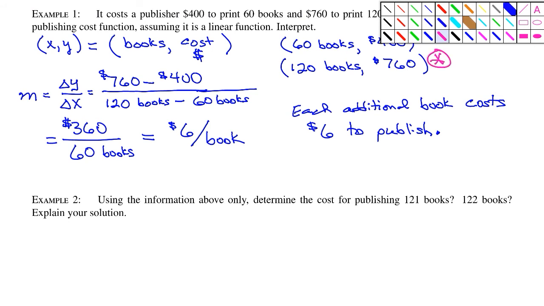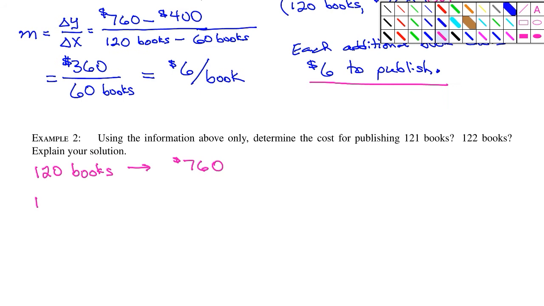120 books, cost $760. And now we know the slope, and that it cost an additional $6 to publish each new book. So 121 books is, we're going to take that base value of $760 and we're going to get $766.